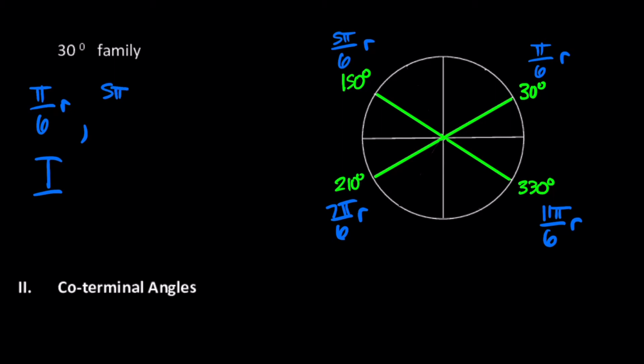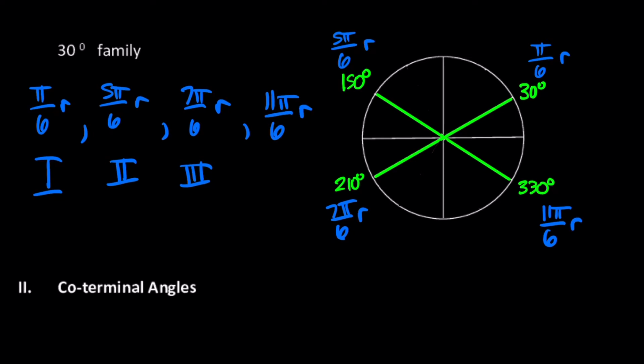So 5 pi over 6 radians is in quadrant 2. 7 pi over 6 radians is in quadrant 3. And 11 pi over 6 radians is quadrant 4. So there's our 30-degree family.